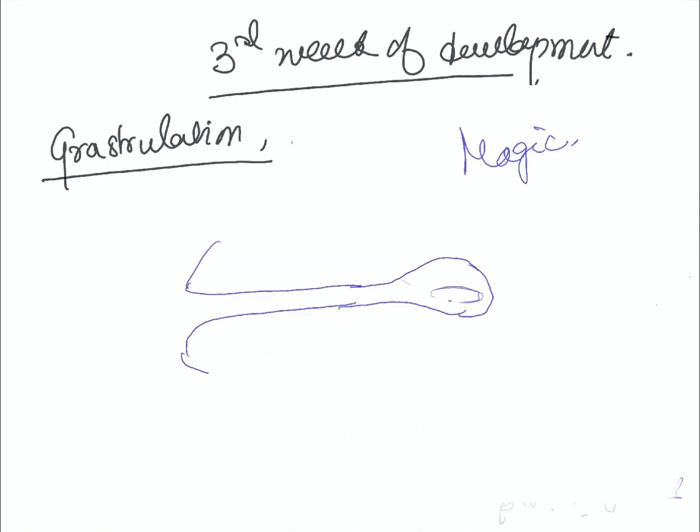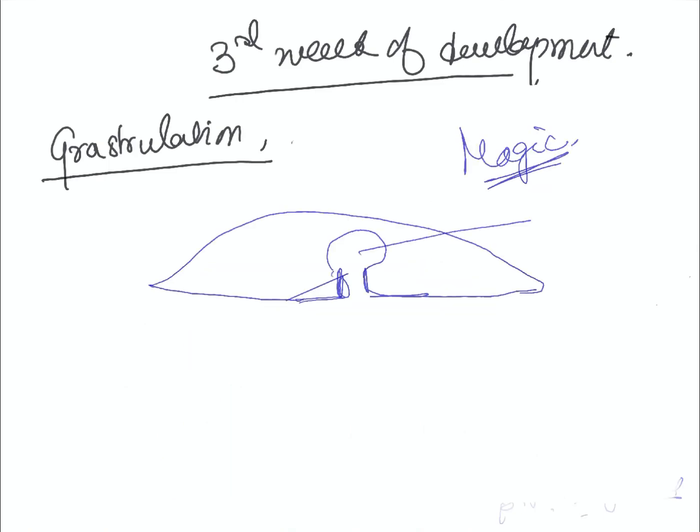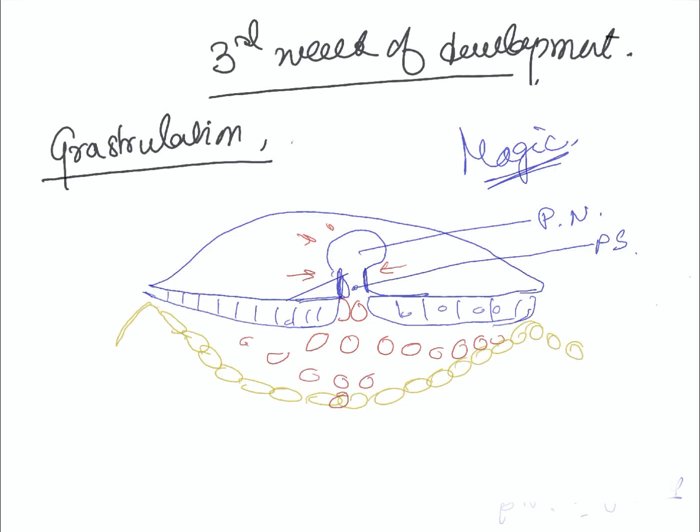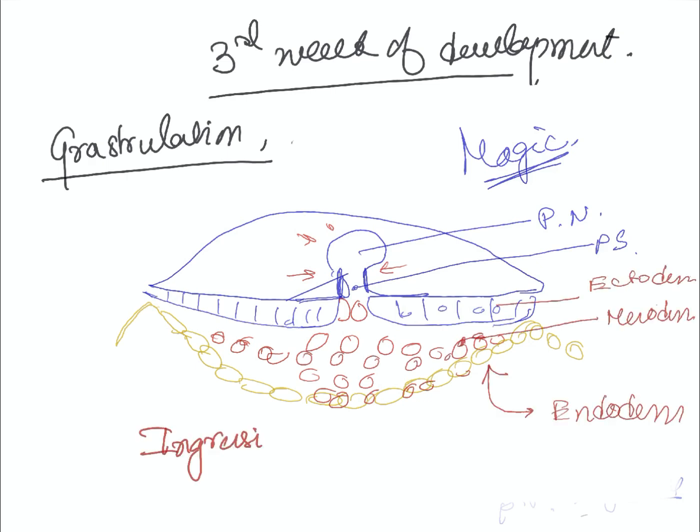So let's see what is the magic. Cells from the epiblast migrate towards the primitive node and primitive streak, go downwards and replace the hypoblast, forming the definitive endoderm. Then they spread out, forming the mesoderm, and then they completely replace the epiblast to form the ectoderm. This process is known as invagination or ingression, and the new layer that is formed is the mesoderm layer.